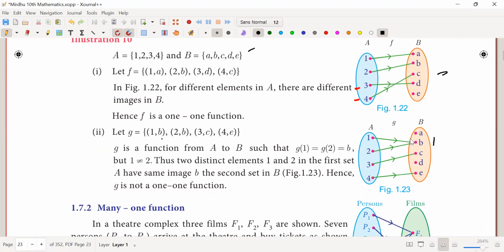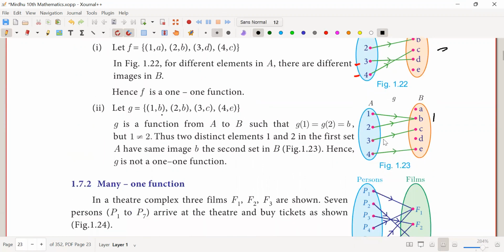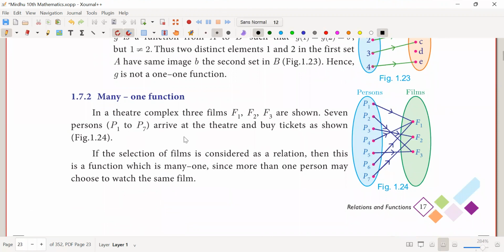So this is a function, but not a one-to-one function. This is a function, but not a one-to-one function. It is also known as a many-to-one function. That's what we'll be seeing here.